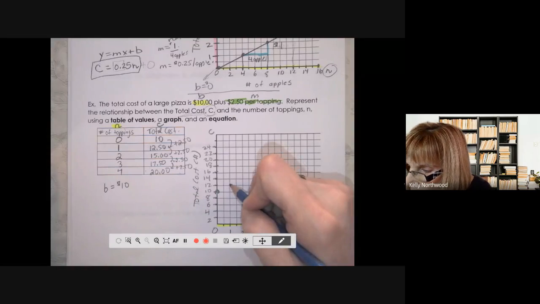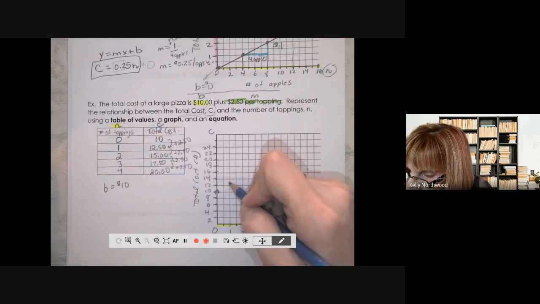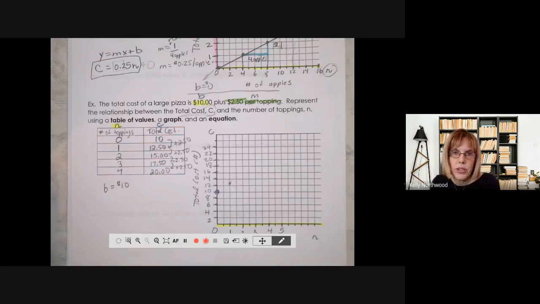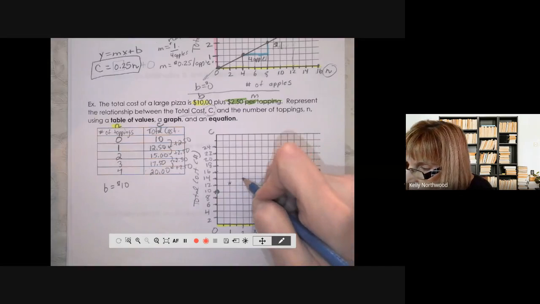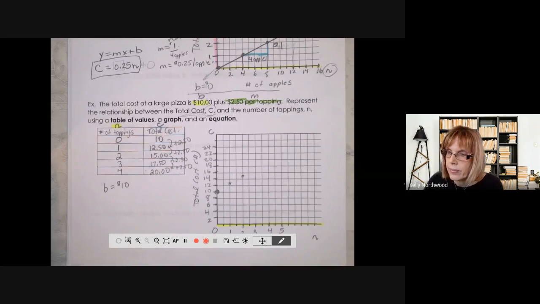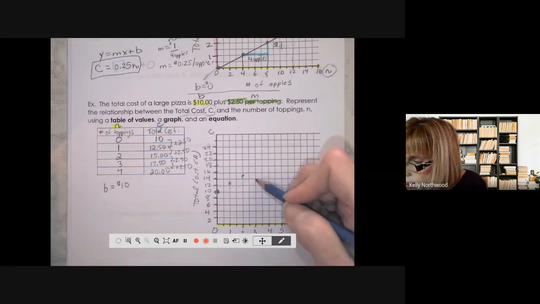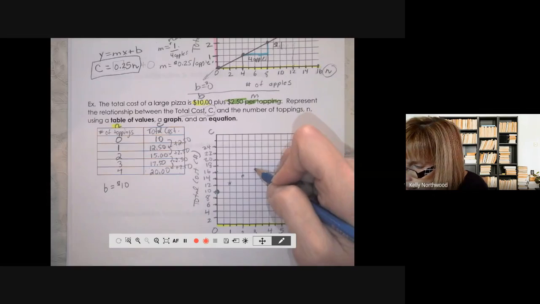So this is 12. The middle of this square would be 13. So $12.50 is halfway to the middle. Kind of hard to draw there, but that's where it would be. Just above $12. Because the halfway part would be $13. 2 toppings is 15. So here's 14 and 16. 15 is halfway. 3 toppings is $17.50. So 17 is here. So $17.50 is there.